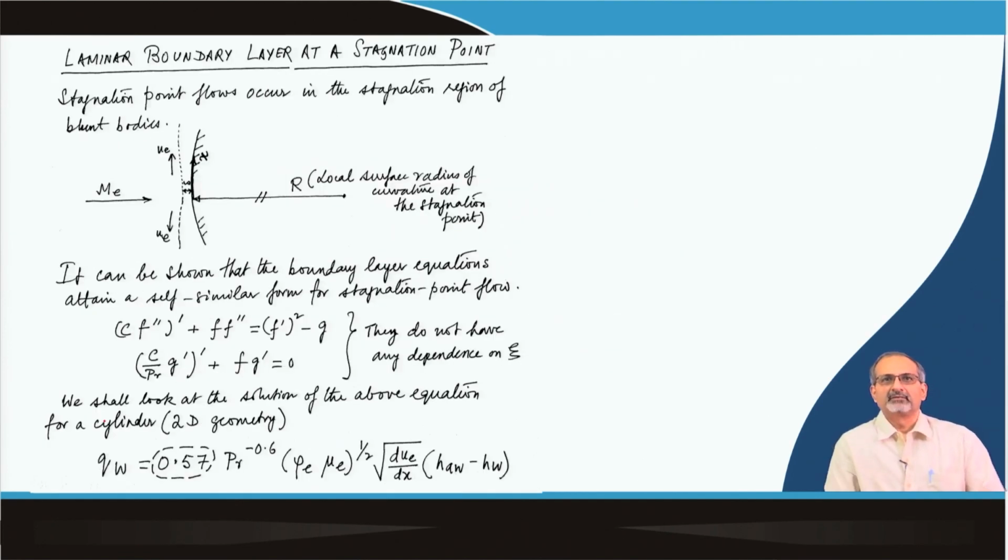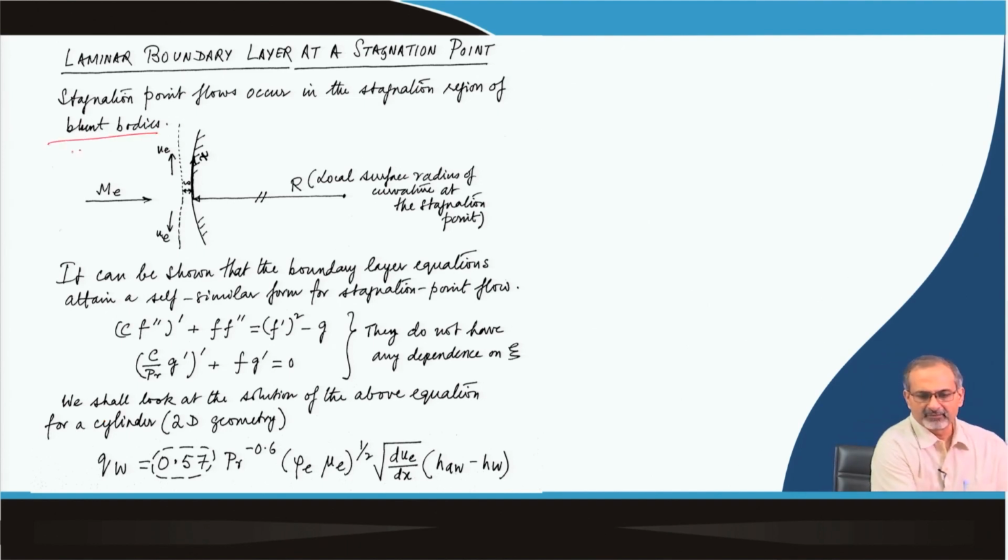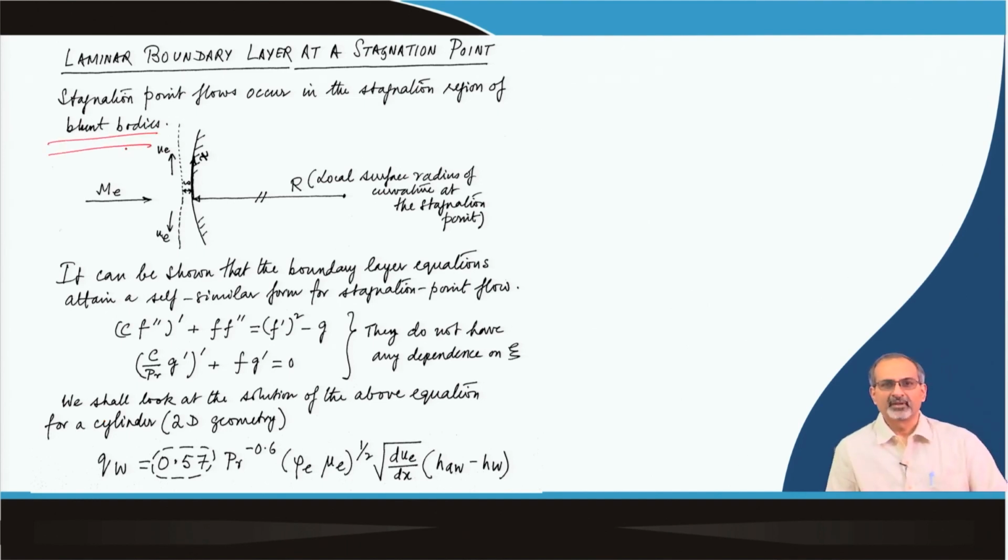So, that was a discussion on aerodynamic heating based on some of the engineering intuitions. Before we close, we look at the laminar boundary layer at a stagnation point, which is of enormous significance for blunt bodies. So, here is a surface that you can see which enables stagnation point flow.